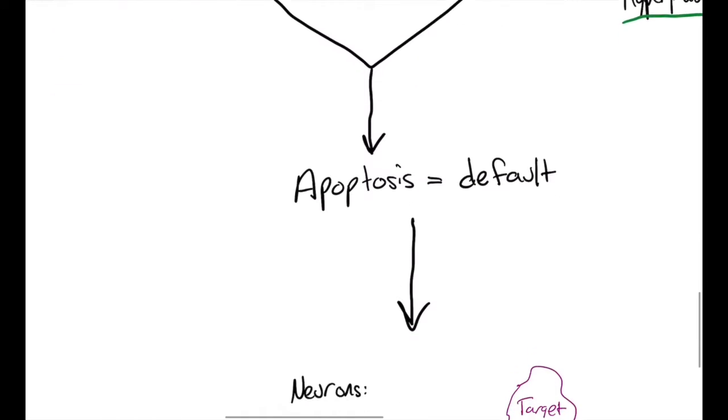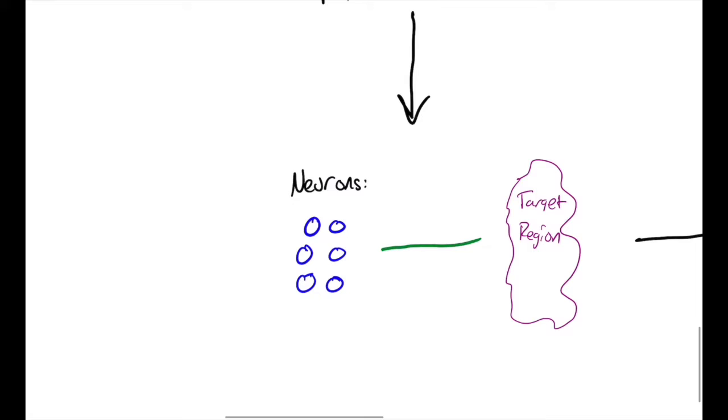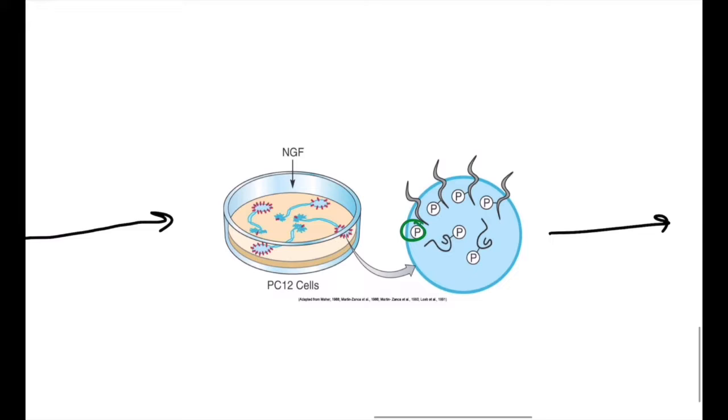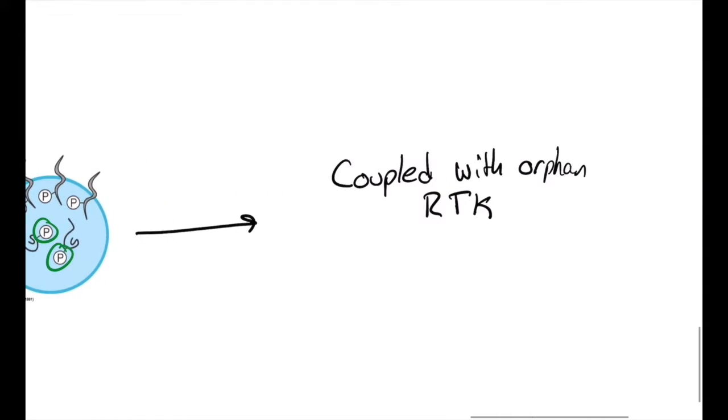They indicated something about the target region was inducing additional neuron growth and survivability, specifically an active secreted factor later determined to be NGF. This factor was shown to induce rapid tyrosine phosphorylation when plated with PC12 cells, and was later determined to be the ligand for an orphan receptor tyrosine kinase, or RTK.